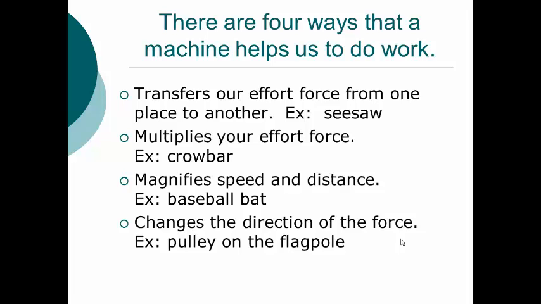A machine also helps us by multiplying our effort force. So if you think of a crowbar, it's used to maybe do a difficult task that we can't do with just our bare hands. A machine can help magnify the speed and the distance. For example, think about a baseball bat used in a swing. That ball is going to travel faster and farther when it's hit with the baseball bat than if we were just to simply hit it with our hands.